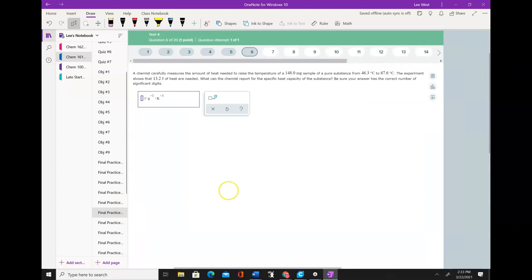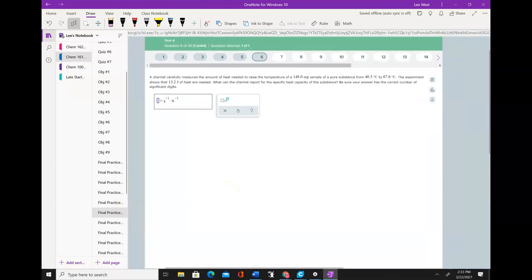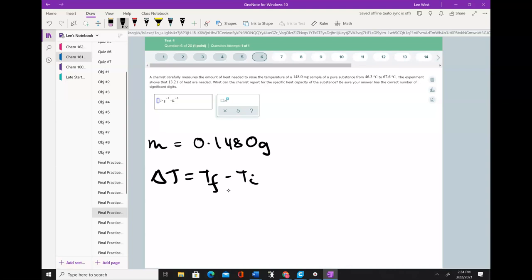All right. Oh, this looks like an enthalpy question, or at least a heat question. The units here look like we're going to be solving for heat capacity. A chemist carefully measures the amount of heat needed to raise the temperature of a 148 milligram sample. So this is giving me my mass, isn't it, in milligrams. So that's the same as 0.1480 grams of sample. And we're going to change the temperature from 46.3 up to 67.6.